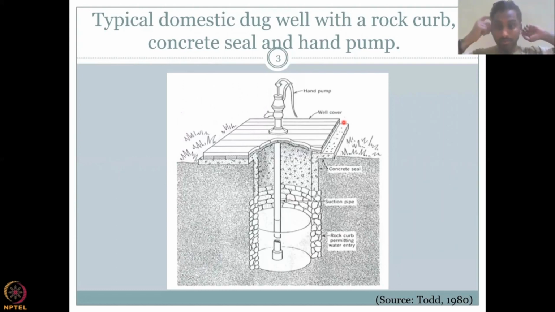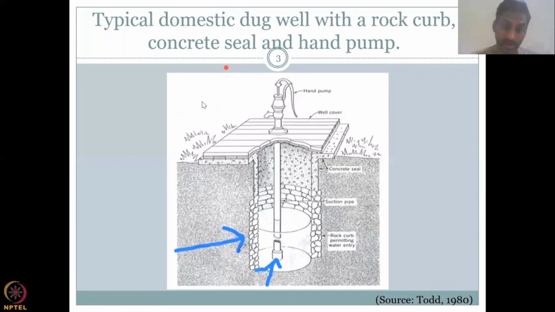The rock curb permitting water is kept along the perimeter of the well. Please understand here that the rock is put to also act like a casing. However, if they put too much rock, then the water won't come. So it should be give and take. The rock has some gravel porosity, high porous space, so water can move. So what I'm trying to say is here there is no water movement because it is concrete, which prevents water movement. However, water movement can happen through here and from the bottom, all the sides and the bottom.